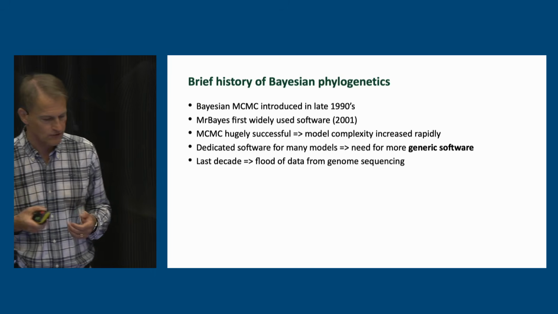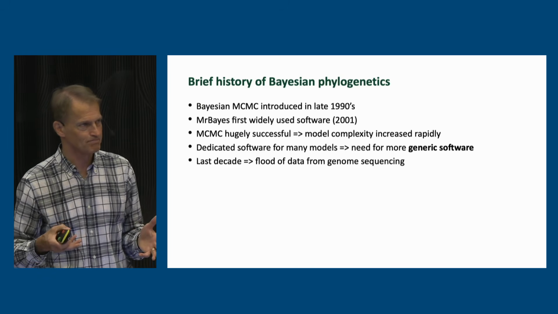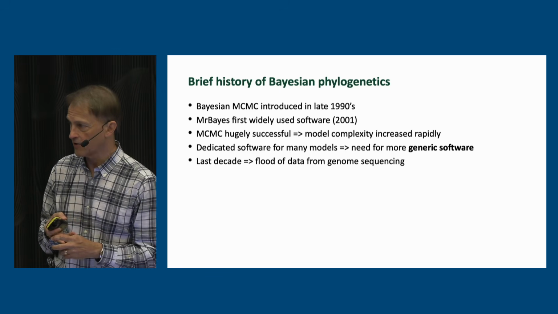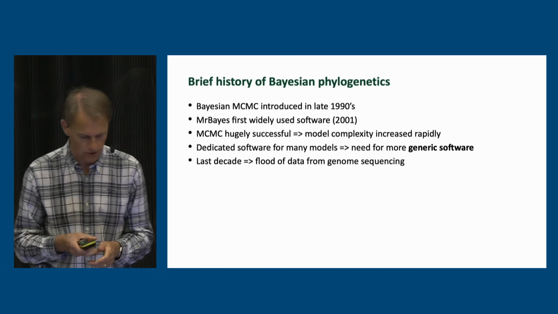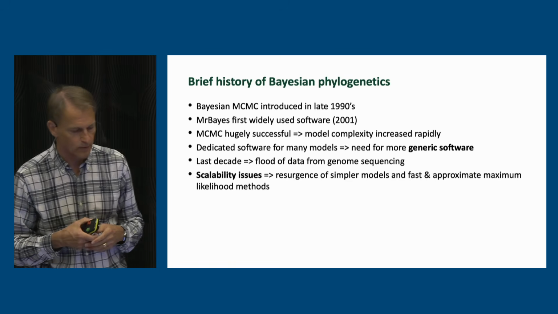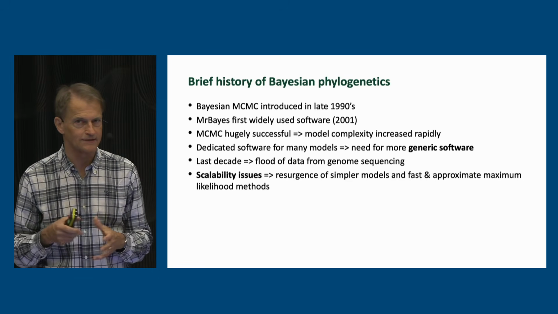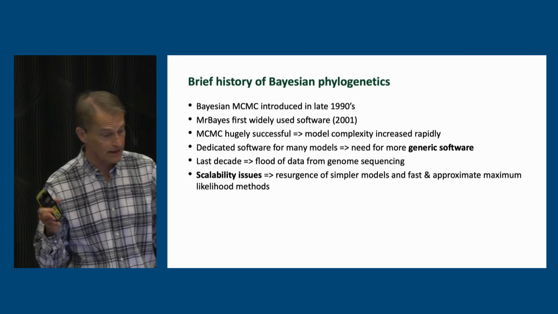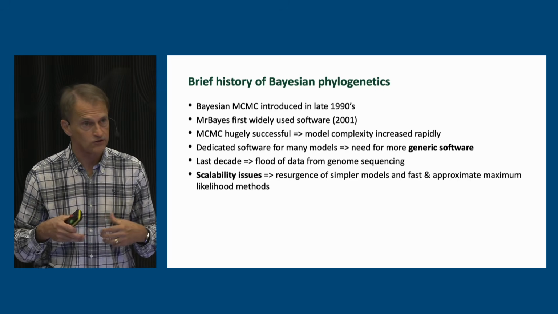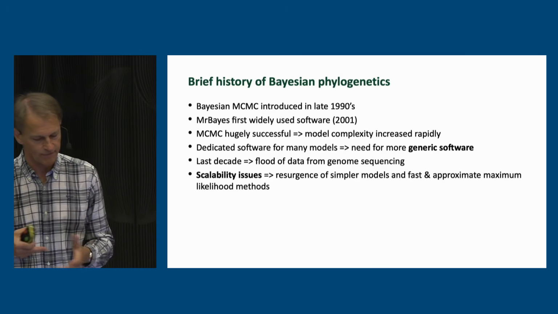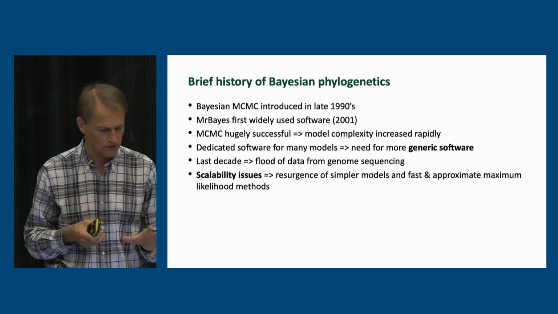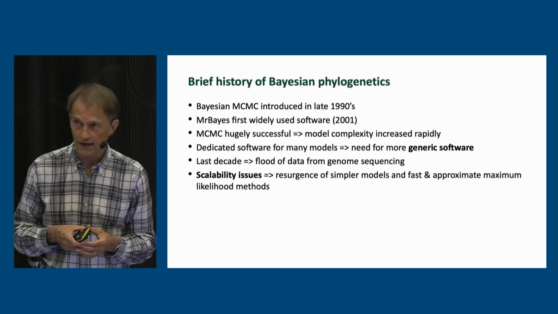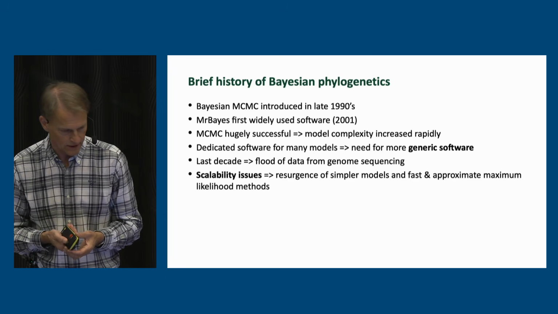In the last decade or so, we've also been flooded with data from these new genome sequencing or massively parallel sequencing platforms. So what we've seen over that period is more and more the Bayesian approach has been suffering from these scalability issues. So there's been a resurgence of simpler models and fast and approximate maximum likelihood methods, and it's also something I haven't worked that much with, but that's something I'm hoping to devote some time to over the coming years.